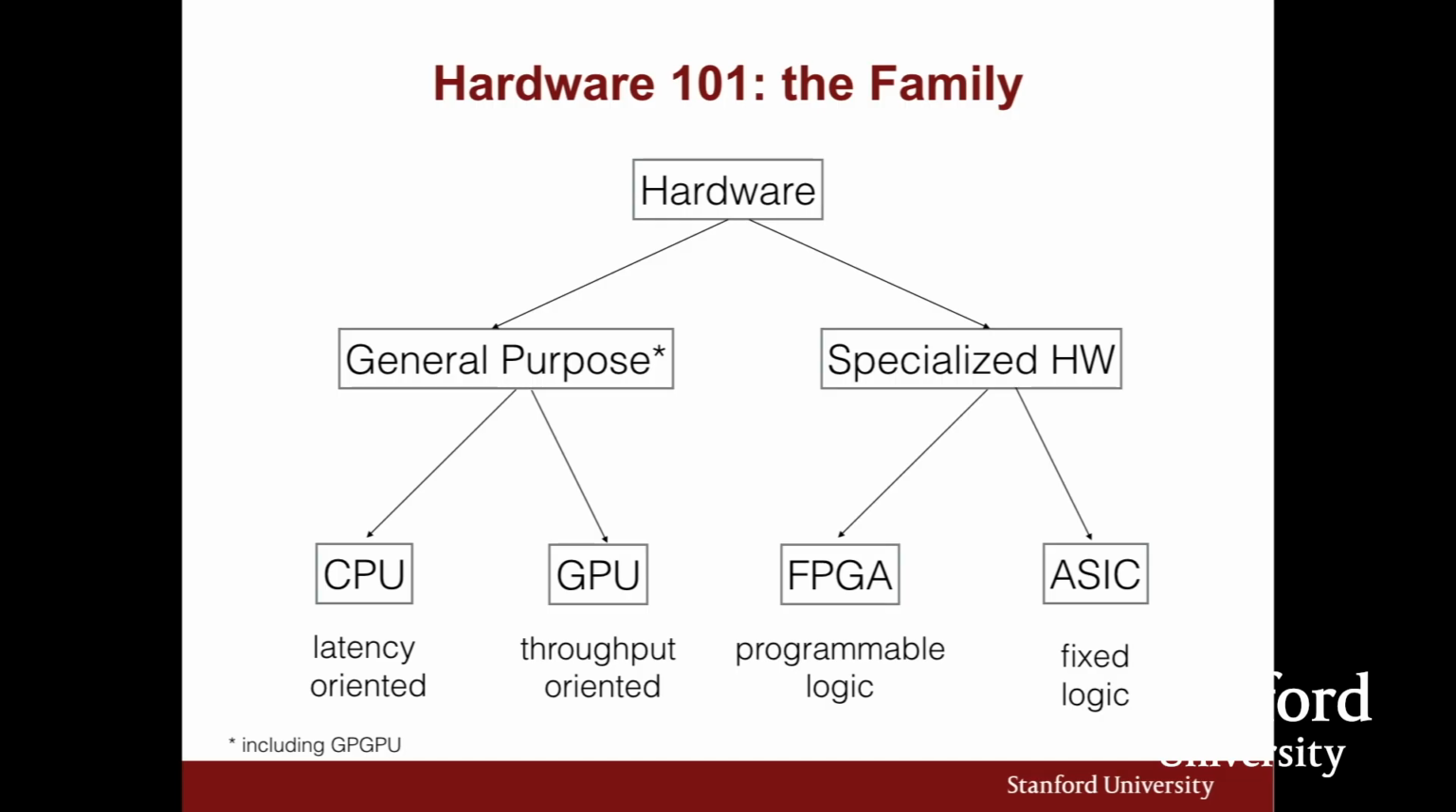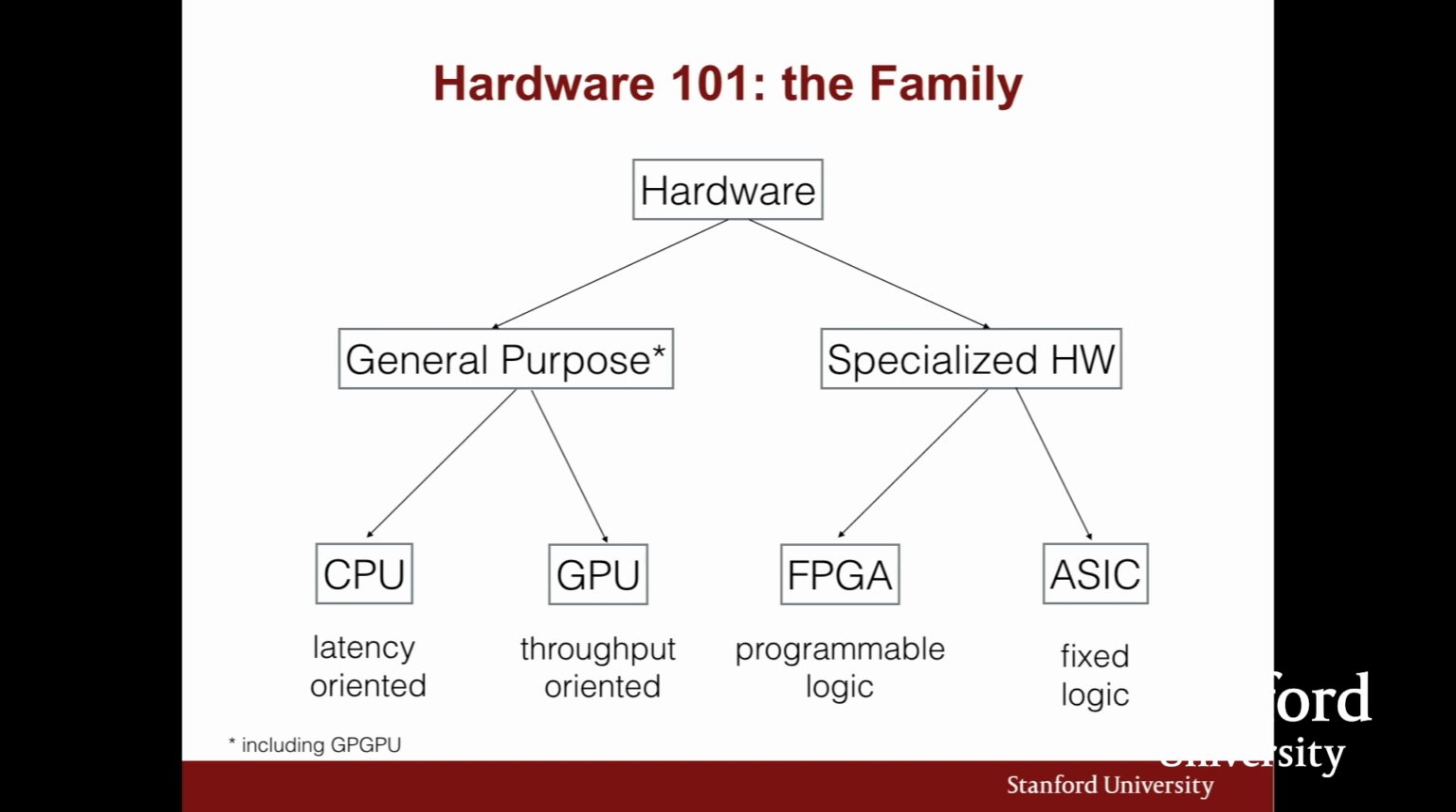The general purpose hardware includes the CPU and the GPU. Their difference is that the CPU is latency oriented and single threaded. It's like a big elephant. While the GPU is throughput oriented. It has many small weak threads, but there are thousands of such small weak cores, like a group of small ants, but there are so many ants.